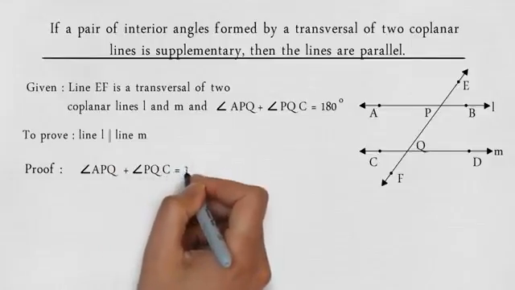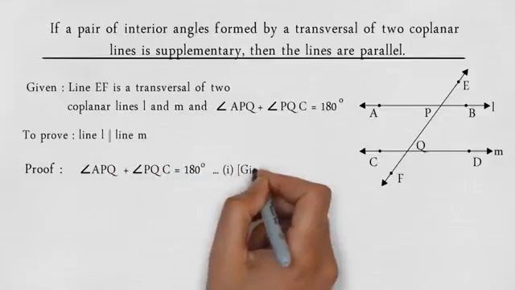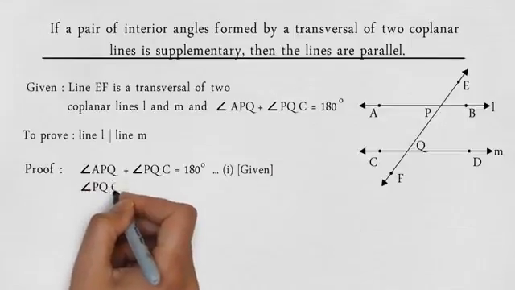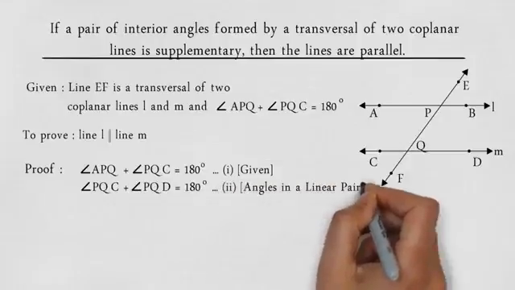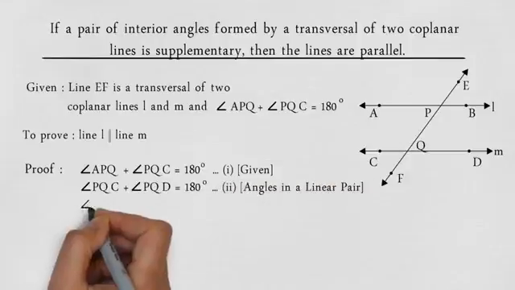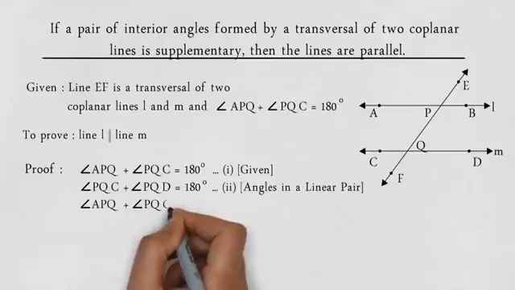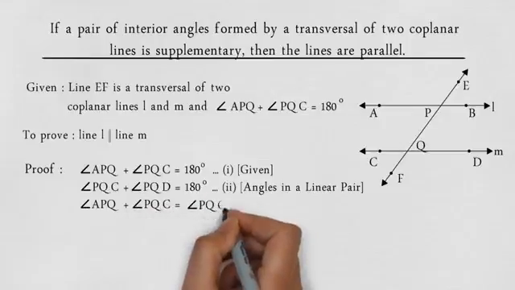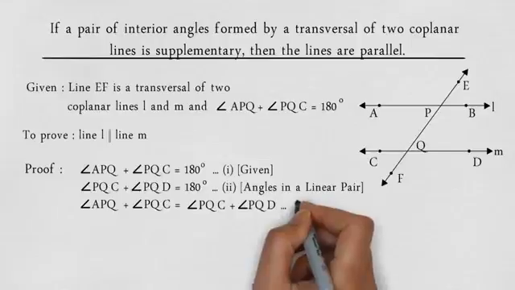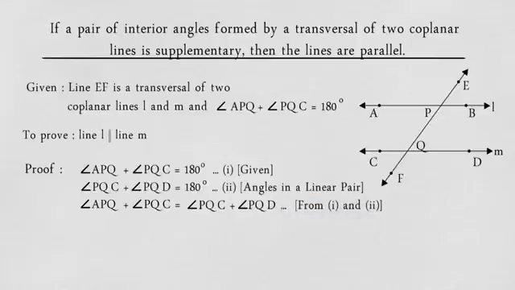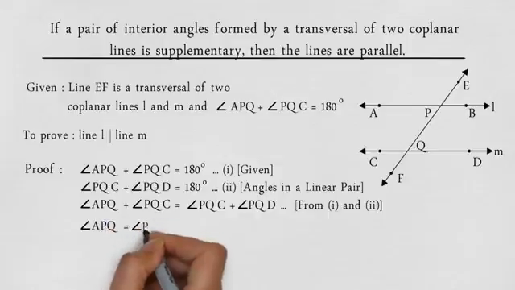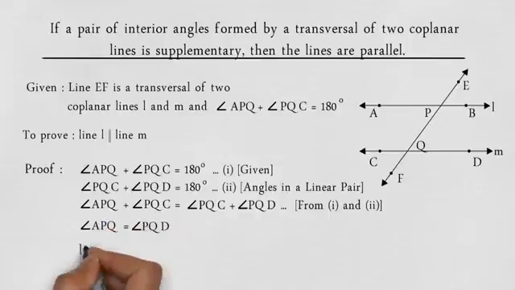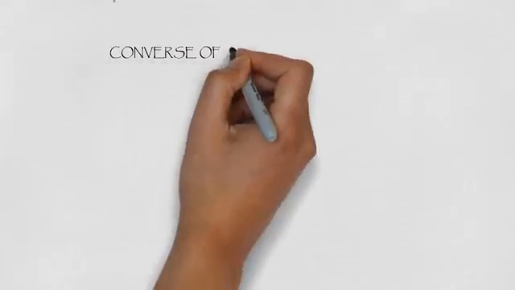Proof. Angle APQ plus angle PQC is 180 degrees. That is given. Angle PQC plus angle PQD is 180 degrees, angles in a linear pair. Therefore, angle APQ plus angle PQC is equal to angle PQC plus angle PQD. We get this from points 1 and 2. Therefore, angle APQ is equal to angle PQD. Therefore, line L is parallel to line M.